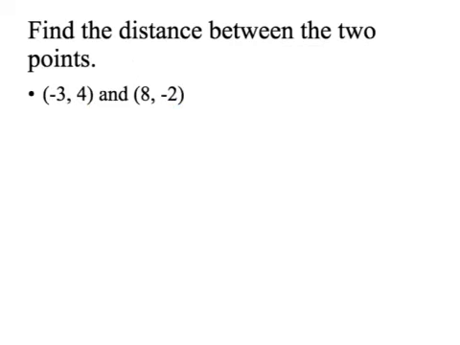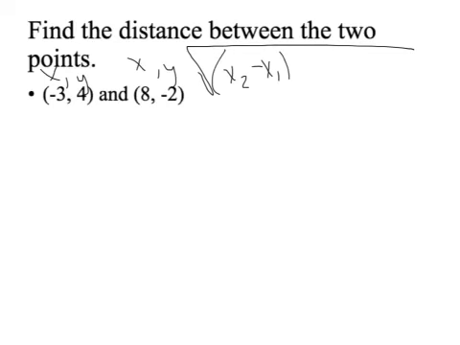So last example, so pause this one, see if you can try it on your own, then come back and play the video and see if you have it correct. So we have the points 3, -3, 4, and 8, -2. So I'm going to label, just to remind us, that's your x, that's your y, that's an x, and that's a y. I'm going to rewrite my distance formula just to remind us. So we have the square root of the quantity of x sub 2 minus x sub 1 squared plus the quantity of y sub 2 minus y sub 1 squared. So let's just fill in.